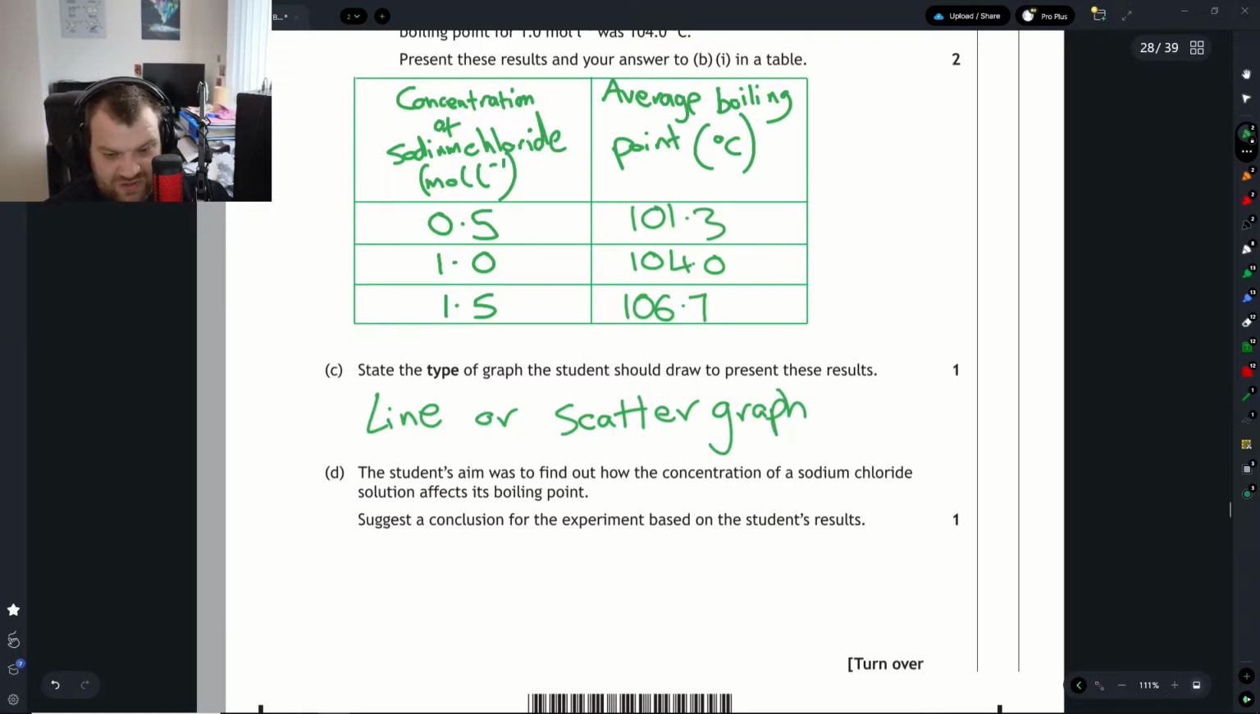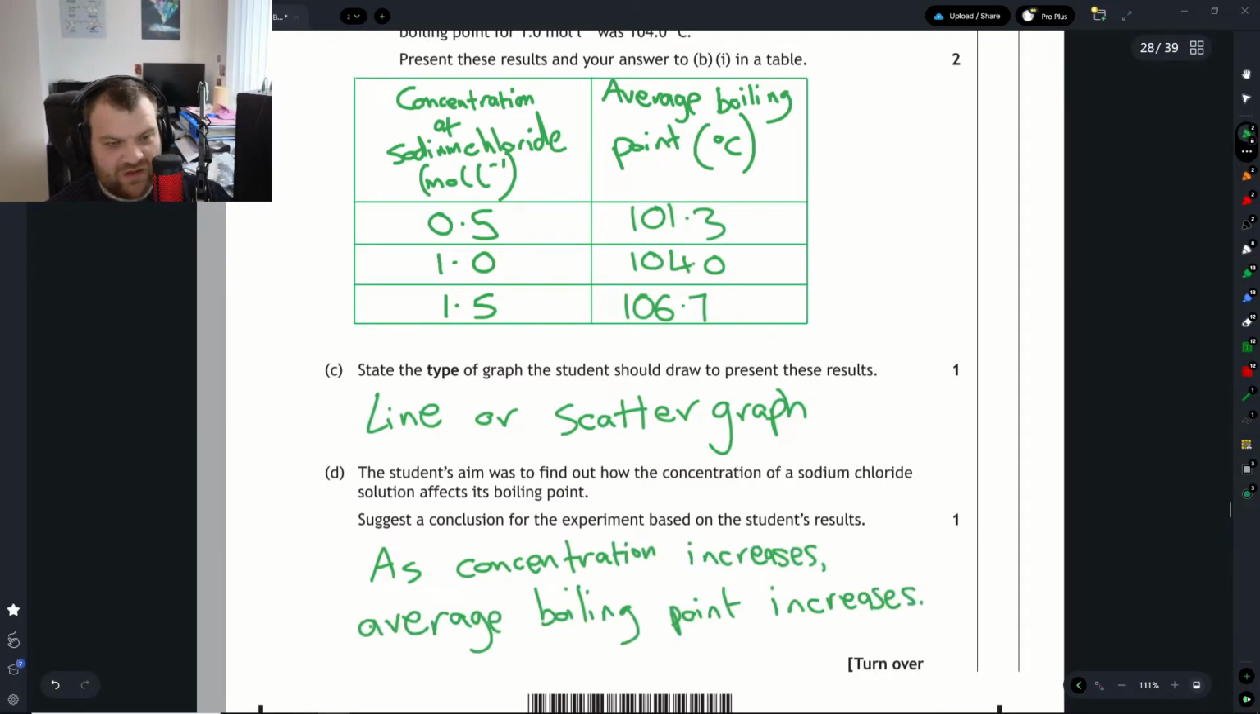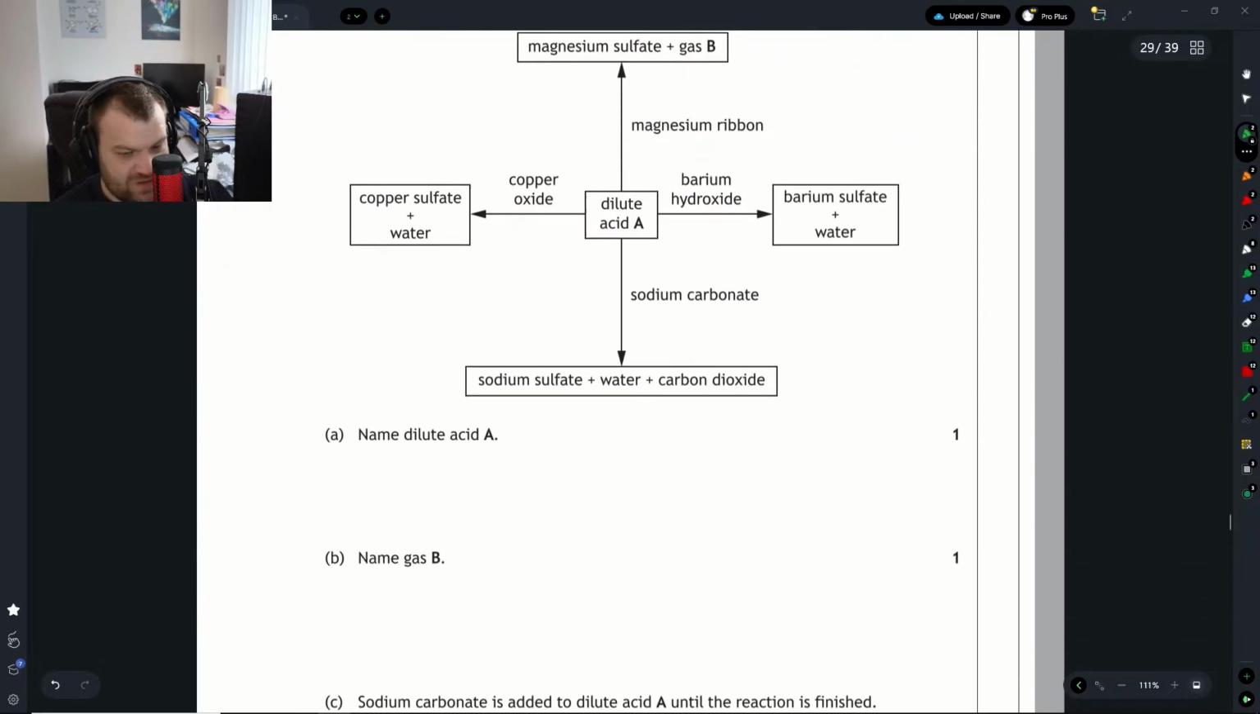Suggest a conclusion for the results: as concentration increases, average boiling point increases as well. Could do it decreasing: as the concentration decreases, the average boiling point decreases. Make sure you do it in the order they say, so we're finding out how the concentration affects the boiling point. But deal with the concentration first, and then move on to the boiling point afterwards.